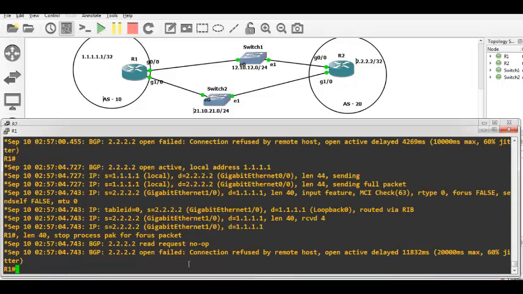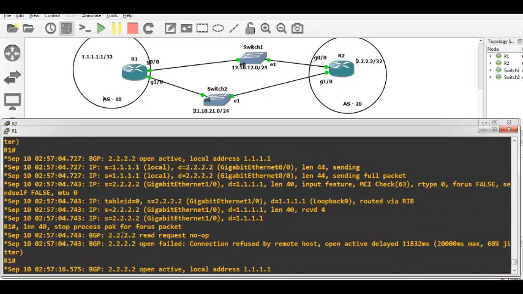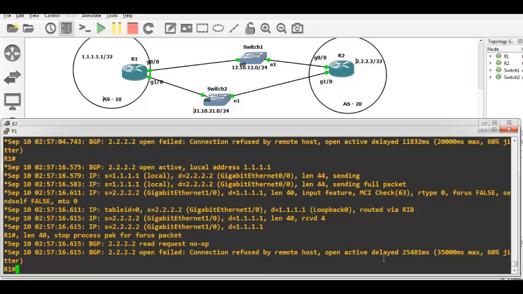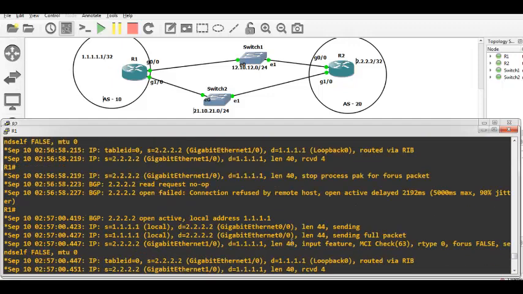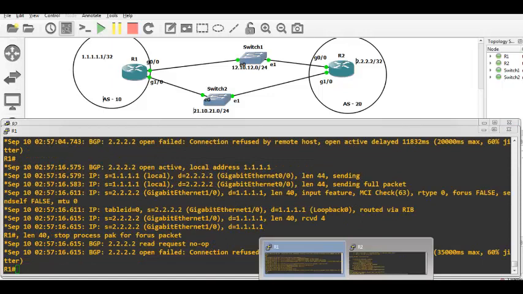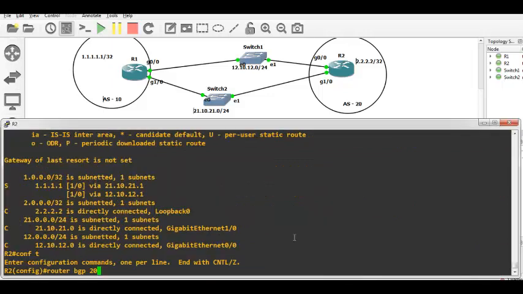Okay. If you feel that the neighbors are too far away, then you need to increase the TTL accordingly. Usually we don't recommend having an EBGP neighbor far away. It should be the immediate router.